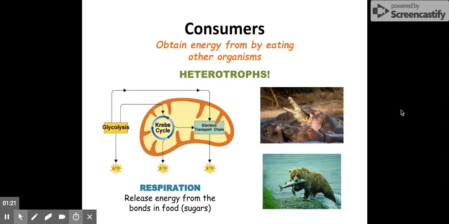Organisms that can't make their own food are classified as consumers. Also called heterotrophs, these organisms obtain glucose and therefore energy by eating other organisms. Cell respiration is then used to break down that glucose and release the energy as ATP.